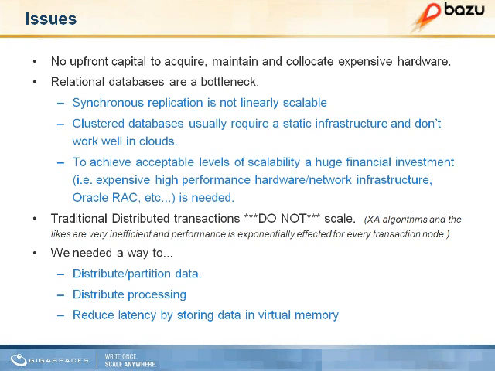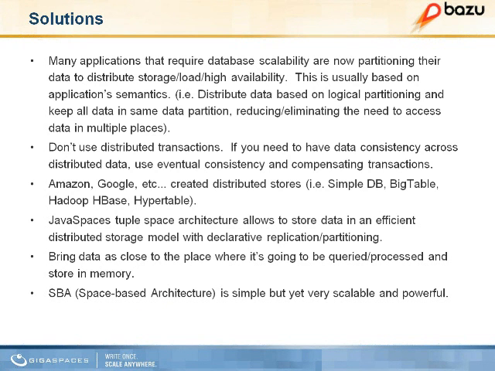The other thing that we realized, and I think everybody who's done any distributed applications has realized as well, is that traditional distributed transactions do not scale. XA algorithms and their likes are very inefficient, and they affect performance exponentially every time you add another node to participate in that transaction. So in order to resolve these issues, we needed a way to distribute and partition our data, distribute our processing, and reduce latency by storing data in memory where we wouldn't have to go through a network in order to access that data. We can go to the next slide.